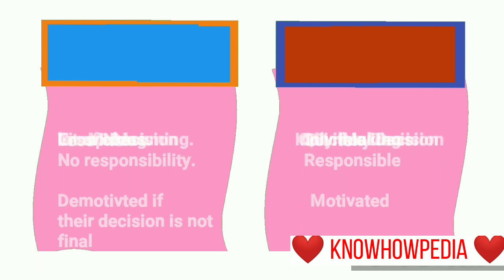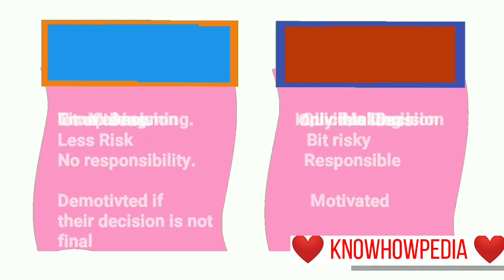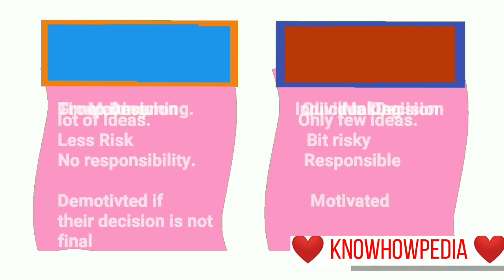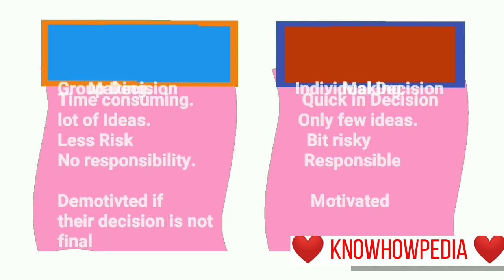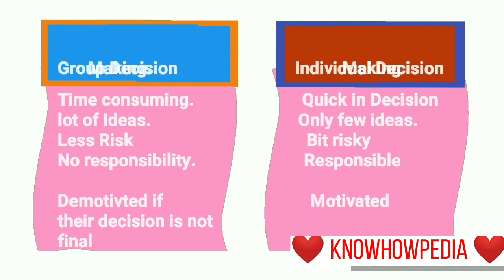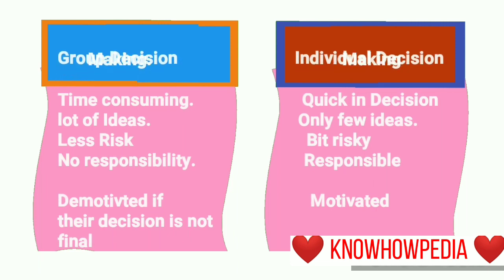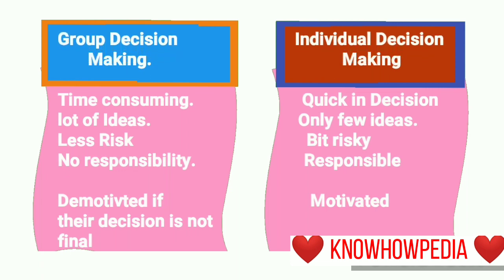Group decision making involves a lot of brainstorming. A lot of people come up with different ideas, the ideas have to be listed, and based on the best one we decide. Usually it takes a lot of time, and if the final solution is not the one a person recommended, people get demotivated. There are a lot of problems and a lot of advantages in both of them.